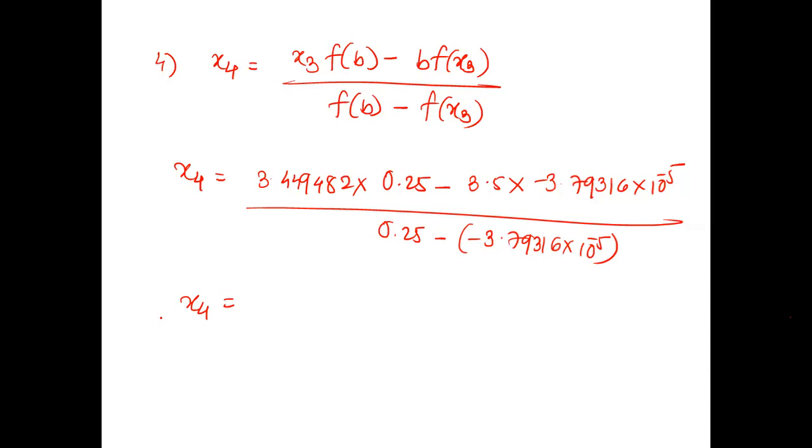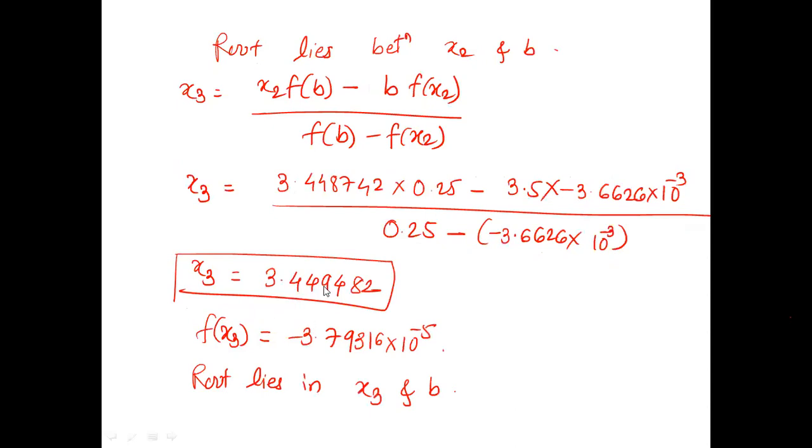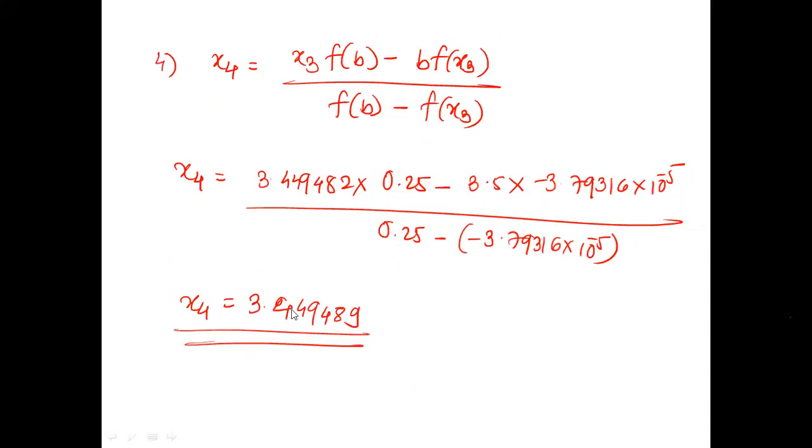You can tell if you have done 3.716 minus 5. 3.44948. Correct. 3.449489, something you are getting? Yeah, right. So yes, this is your x4. Can you just check x3? 3.449482, 3.449489. So yes, it matched up to the 4 digits.